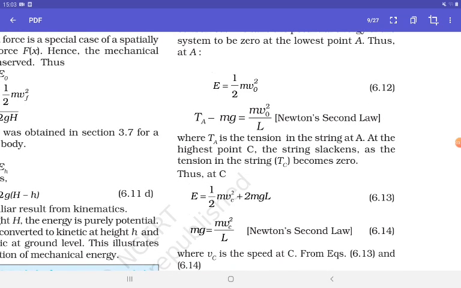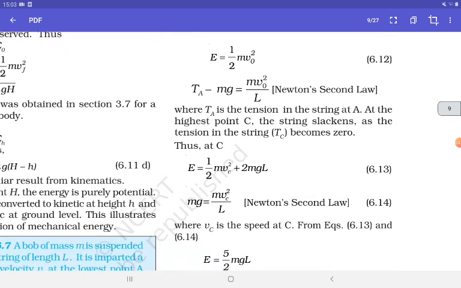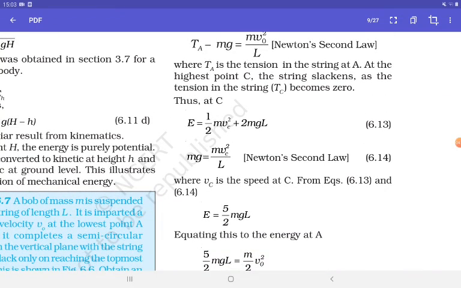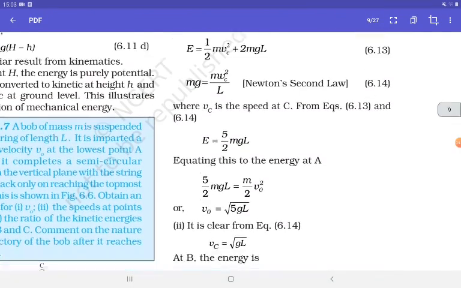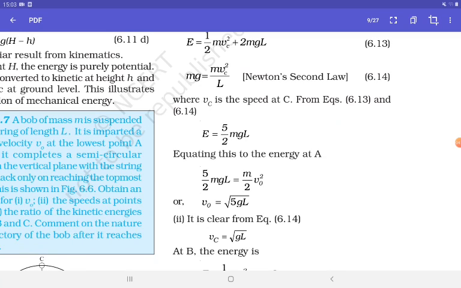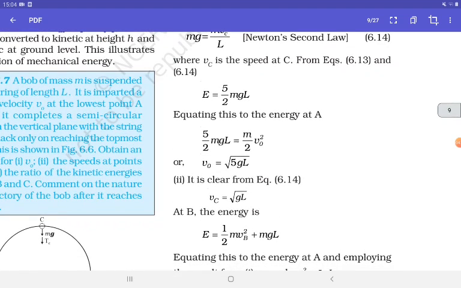at A. At the highest point C, the string slackens as the tension in the string T_C becomes 0. Thus at C, E = ½mv_C² + 2mgL. mg = mv_C²/L, where v_C is the speed at C. From equations 6.13 and 6.14, we can say E = 5/2 mgL. Equating this to the energy at A, 5/2 mgL = m/2 v_0², so v_0 = √(5gL). It is clear from equation 6.14, v_C = √(gL).